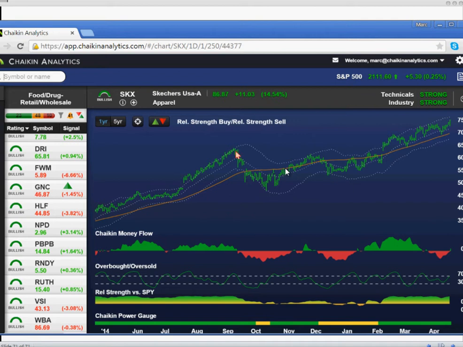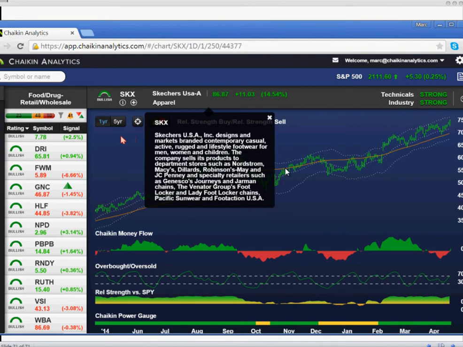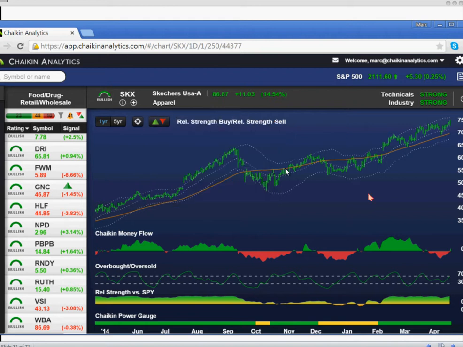There were some skeptics out there. This is a footwear company, manufacturer, and retailer. You can find out what the company does by clicking the information button. So they have their own stores. They also sell to all the department stores and chains, including Foot Locker. And my bottom line is I would love money flow to line up.